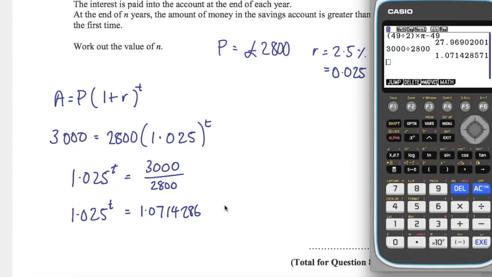So we can use trial and error here. So 1.025, let's say to the power of 2, and let's see what that equals. That gives us 1.05. That's not quite enough, so now let's put in 1.025 to the power of 3. Let's see what we get. 1.07, and that's greater than 1.071.